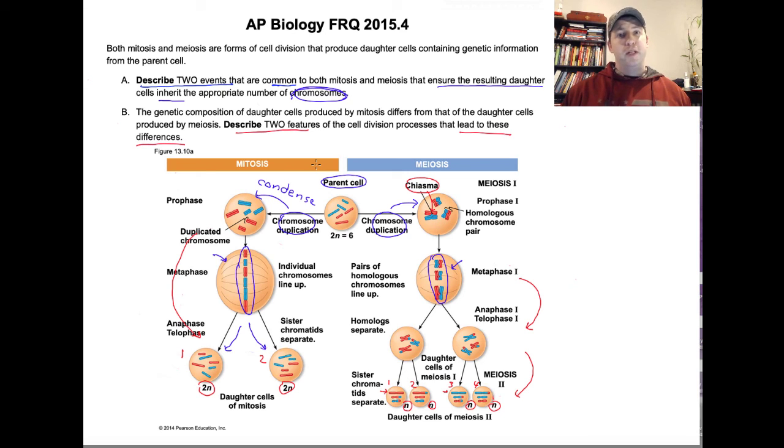These are just some of the many differences between mitosis and meiosis, and the features that ensure that their daughter cells get the appropriate number of chromosomes. Well, that's it for this free response question.